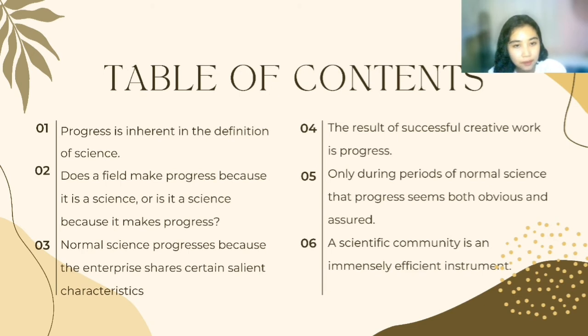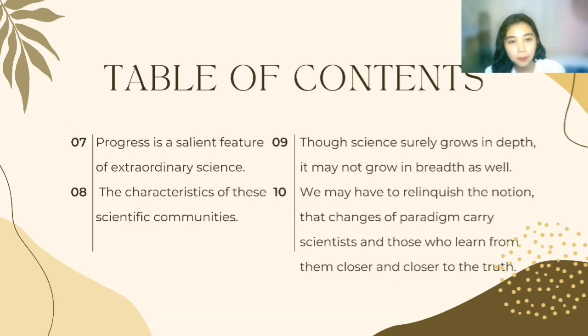6. In its normal state, a scientific community is immensely efficient. 7. Progress is also a salient feature of extraordinary science. 8. The characteristics of these scientific communities. 9. Though science surely grows in depth, it may not grow in breadth as well. 10. We may have to relinquish the notion, explicit or implicit, that changes of paradigm carry scientists and those who learn from them closer and closer to the truth.